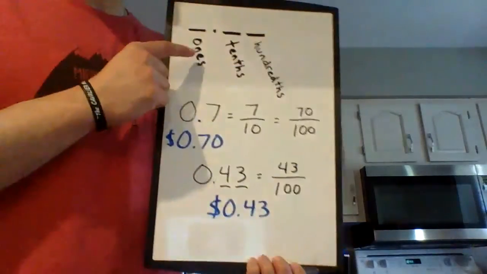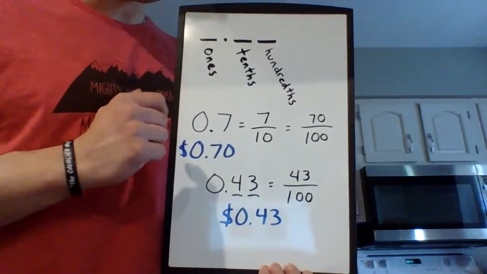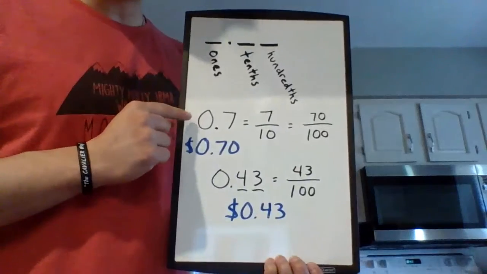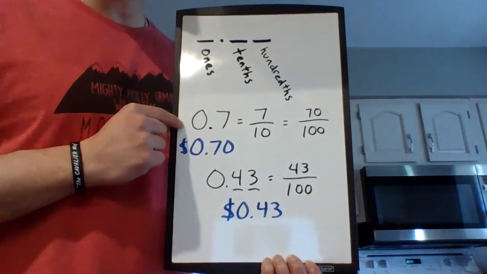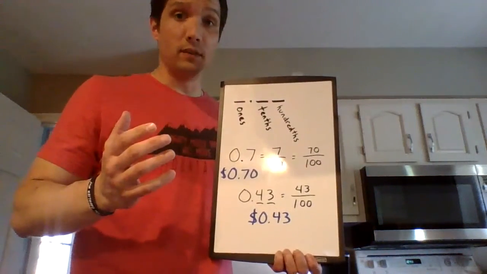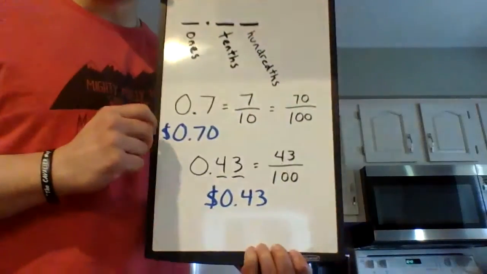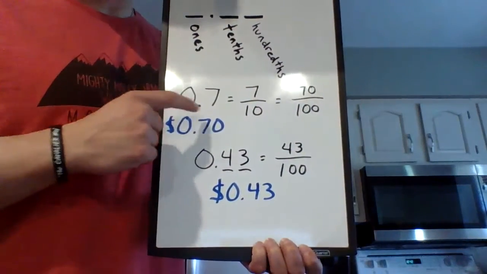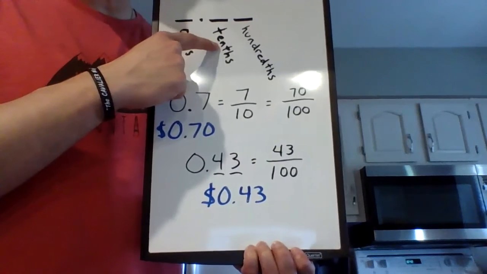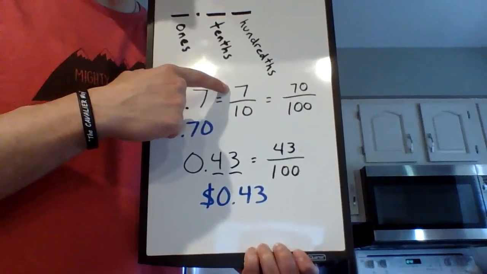So we've got our ones place. Once we go to the right of the decimal, we know these are smaller than one. We've got our tenths and our hundredths. Our first example is 0.7. In math, we don't want you to always say 0.7; we want you to refer to the place value. Our 7 is in the tenths place. So how would we say this in math terms? Just like the fraction, 7/10.